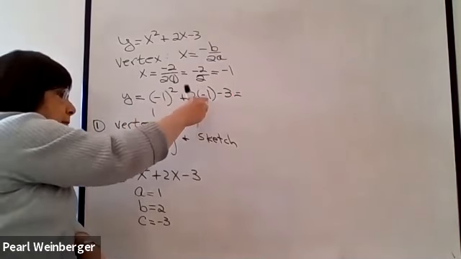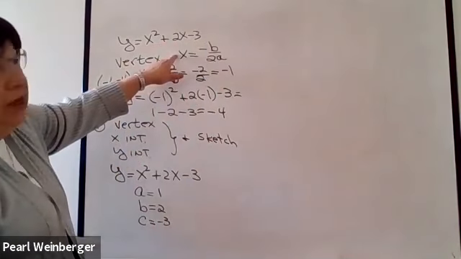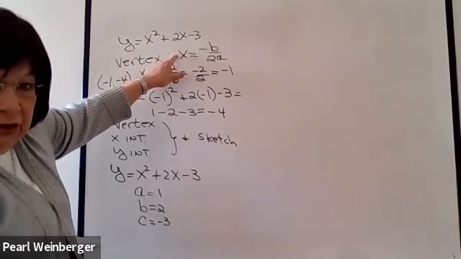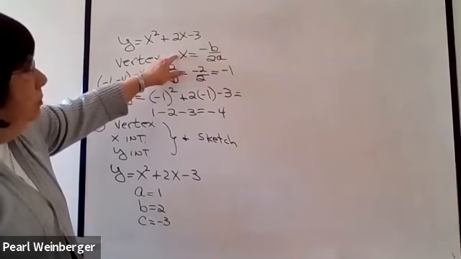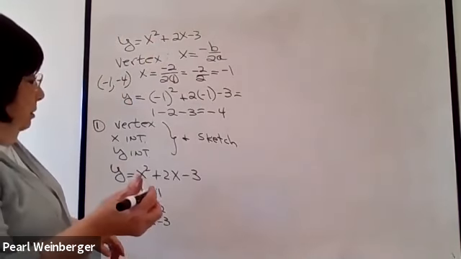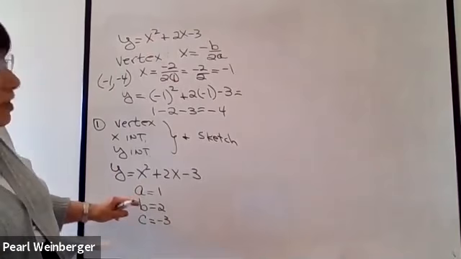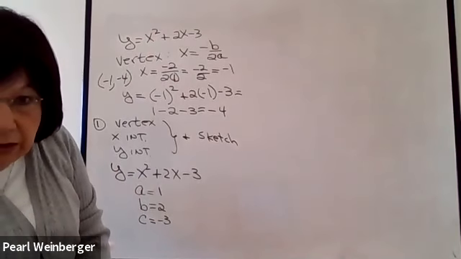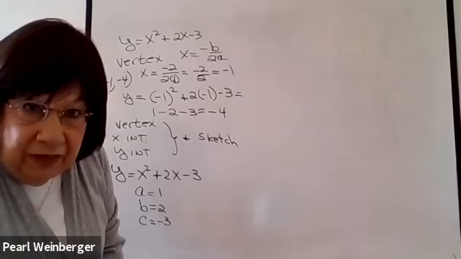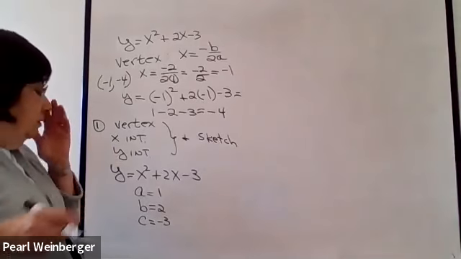So my vertex comes out to be the point negative 1, comma, negative 4. Remember, this only gives you the x value of the vertex. In order to find the y value, you have to stick it into the original equation. Okay. Now I'm going to give you time to see if you can find the x-intercepts, where this is crossing the x-axis.